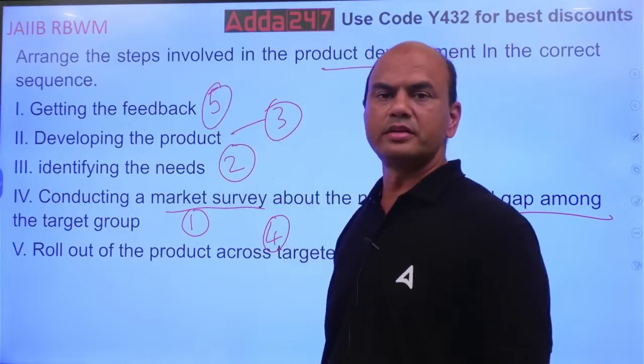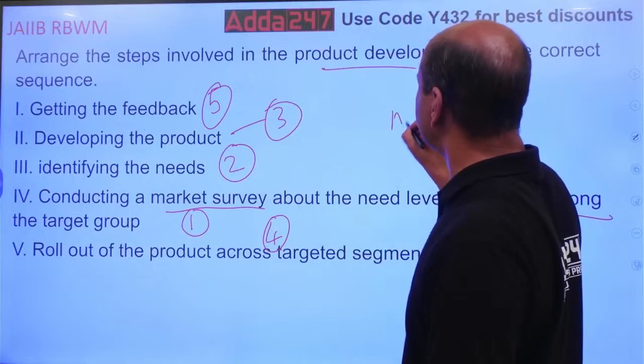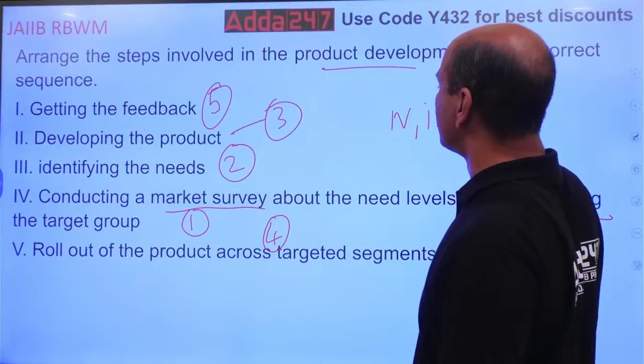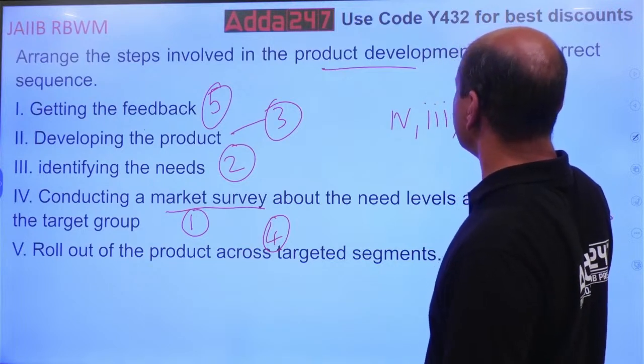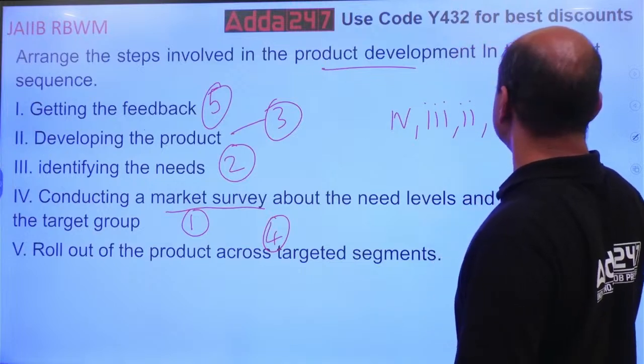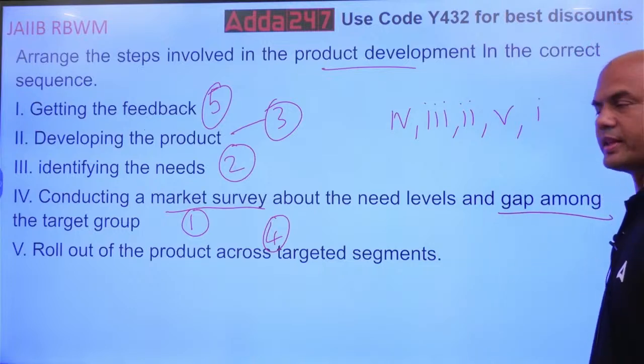So the sequence over here is what? 4, 3, then 2, then 5th, and then 1st. This is the sequence. Got it, everyone? Next one.